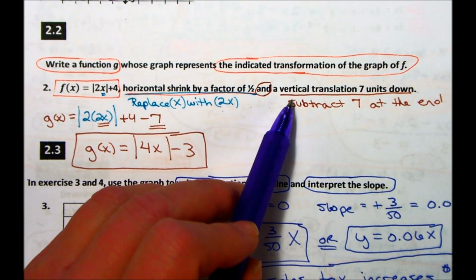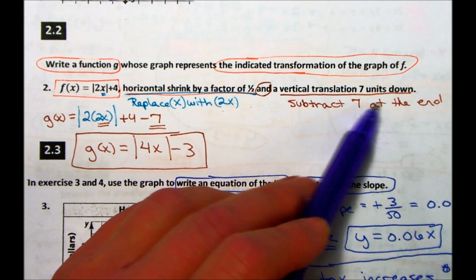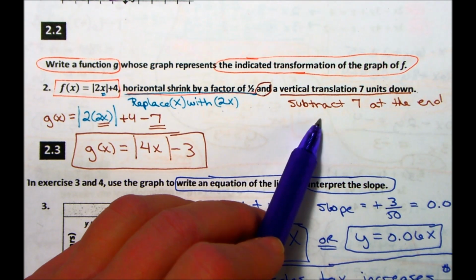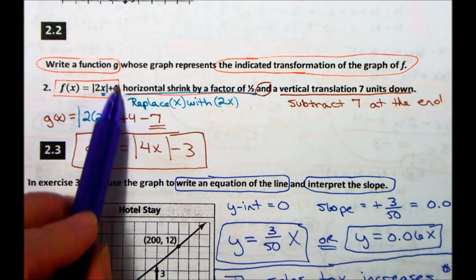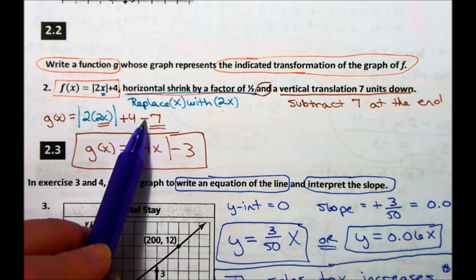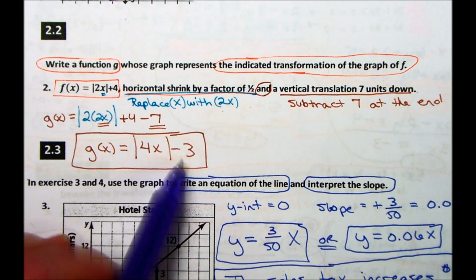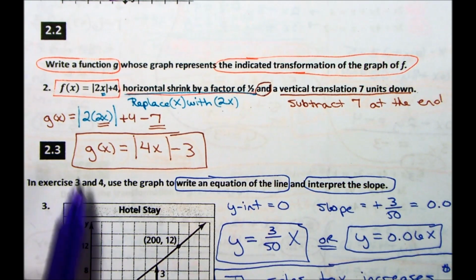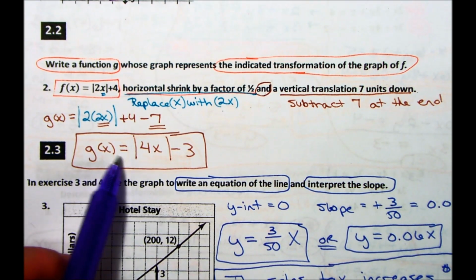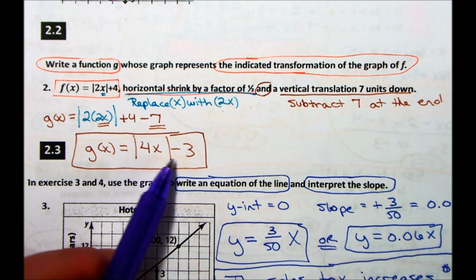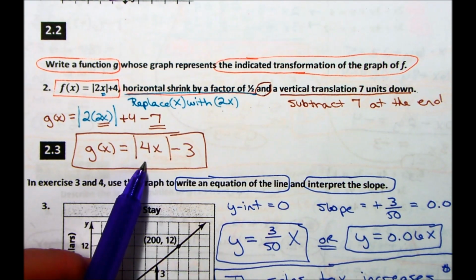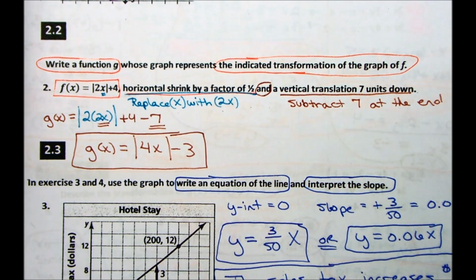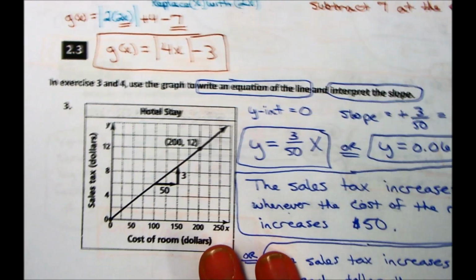And then you're also performing a vertical translation 7 units down, which basically means that the 7 needs to be subtracted at the end. So you've already got a positive 4 in the function, so just subtract 7 at the end of it, and now we have a -3 at the end. So g of x should equal the absolute value of 4x, minus 3 after it. The 4x would be inside the absolute value sign, where the -3 is after the absolute value sign. All right, moving on, number 3.